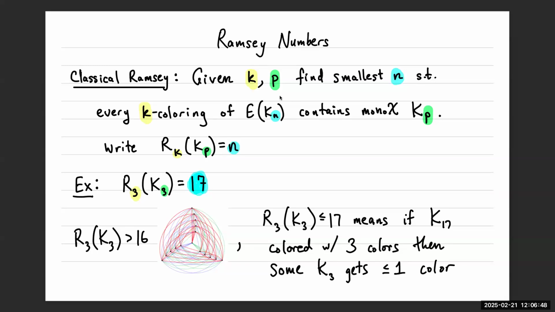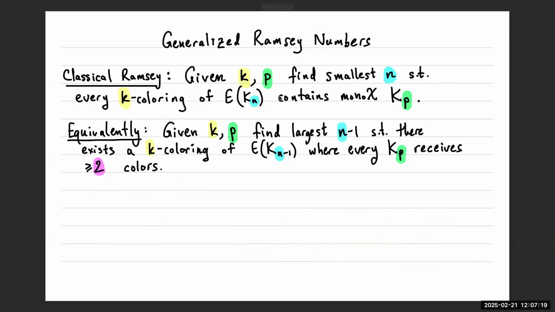But one can prove that no matter how you 3 color the edges of K sub 17, the complete graph on 17 vertices, you must find a triangle which is monochromatic. So if you color the edges of K sub 17, no matter how you want, with 3 colors, you're absolutely going to find a monochromatic triangle in one of the 3 colors. So are we good on this?